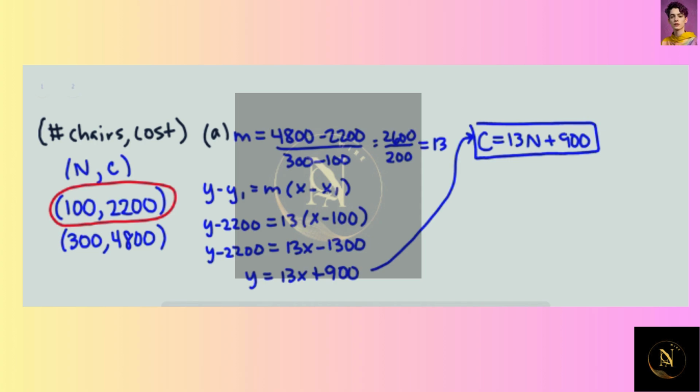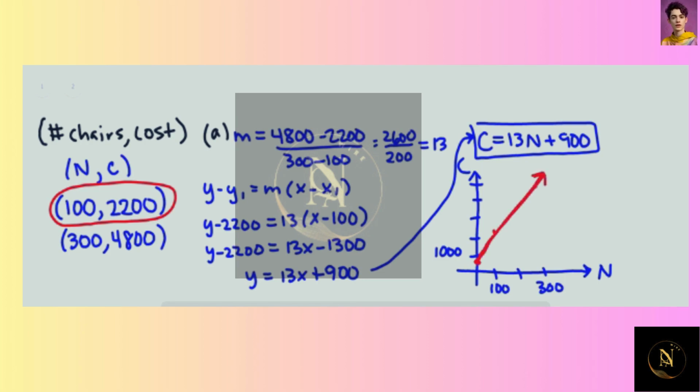So let's assume that they're not going to make a negative number of chairs, so we'll just focus on quadrant 1, number of chairs on x, cost on y, go by 100s on the x-axis, and I'll go by 1,000s on the y-axis. Now remember, we just found our equation that has a y-intercept of 900, so we can plot that point, and we have the point 100, 2,200, and we have the point 300, 4,800, and those should fall in a line, and so there's the sketch of the graph.